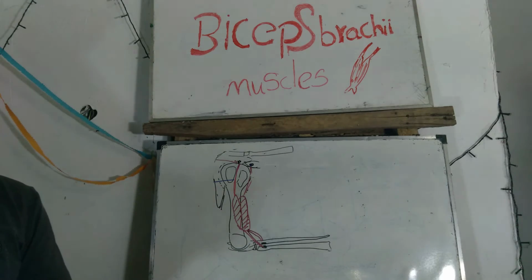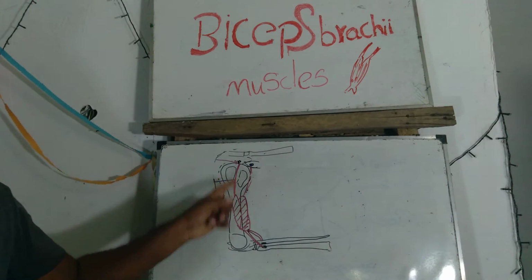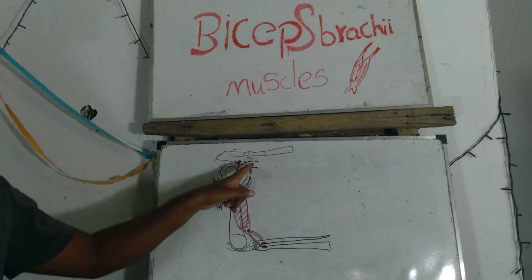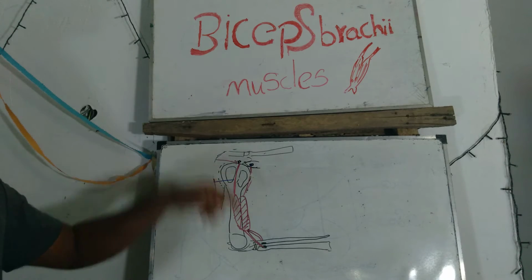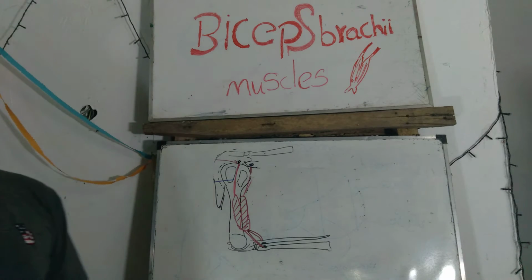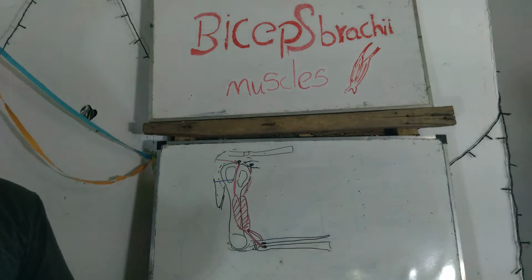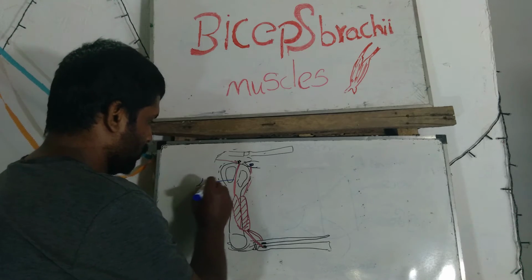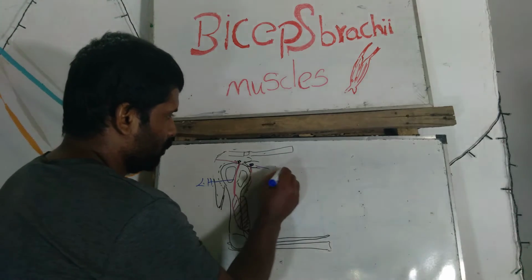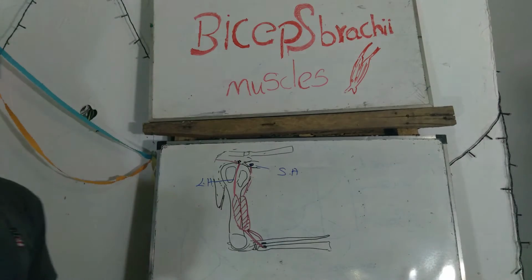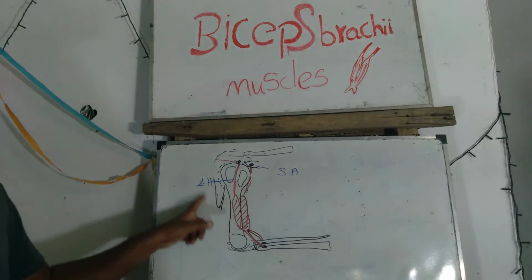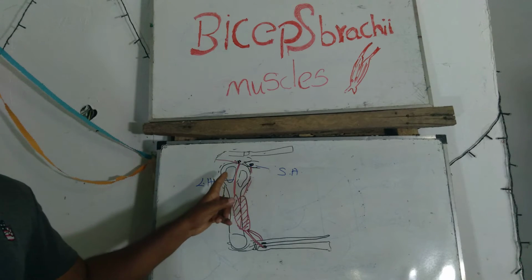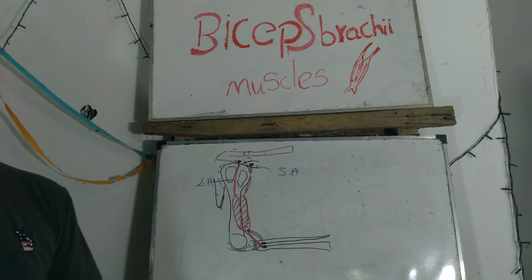Its origin is from the scapula, the supraglenoid cavity. The biceps brachii muscle has two heads of origin. One is the long head, the other is the short head. The glenoid cavity connects to the humerus.